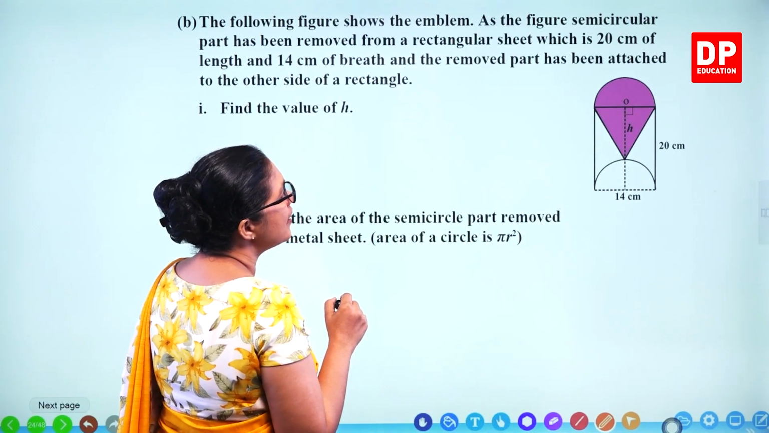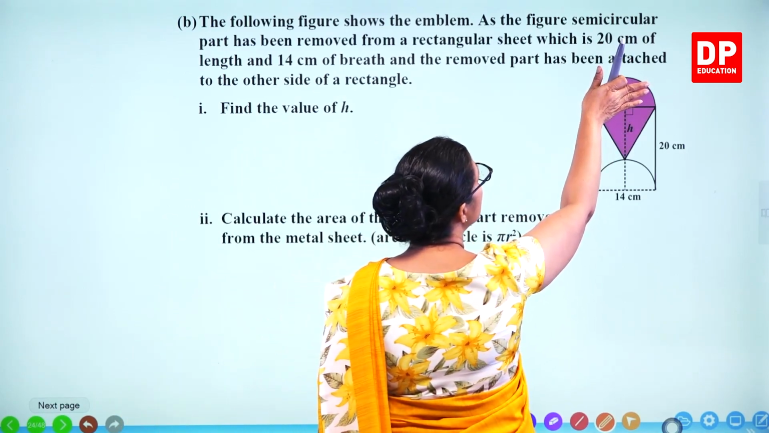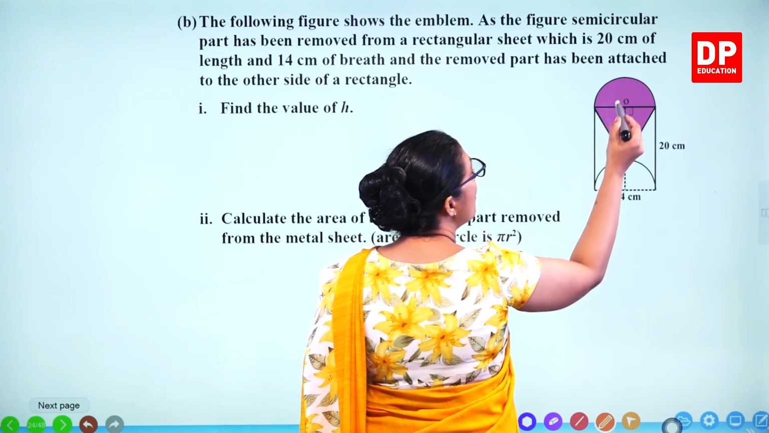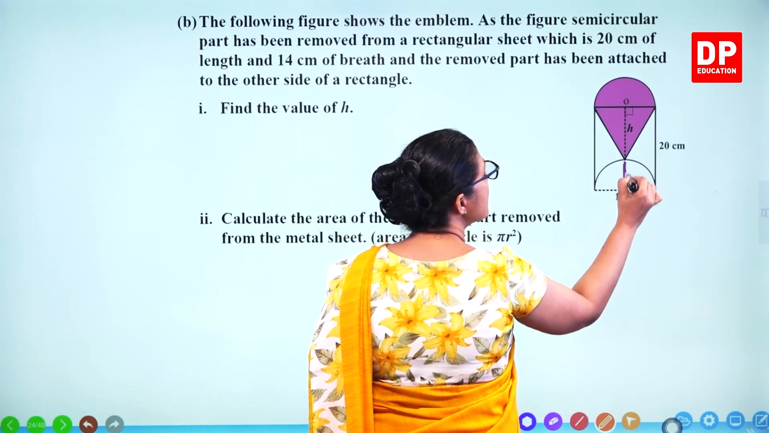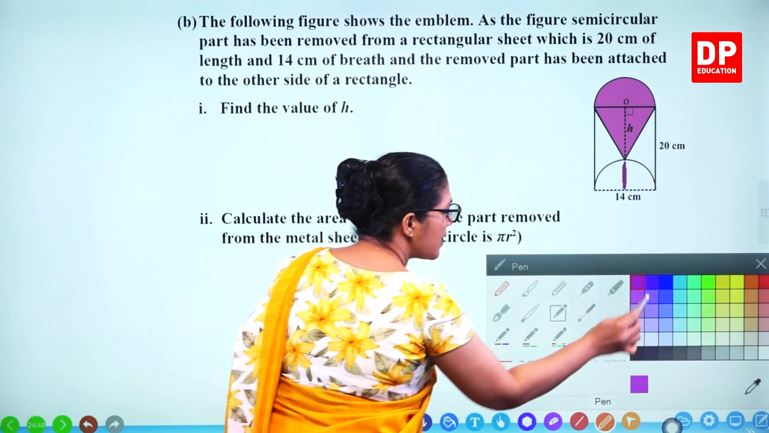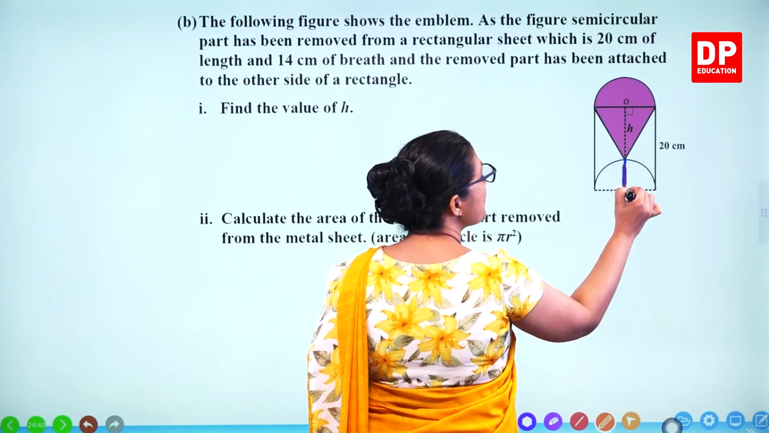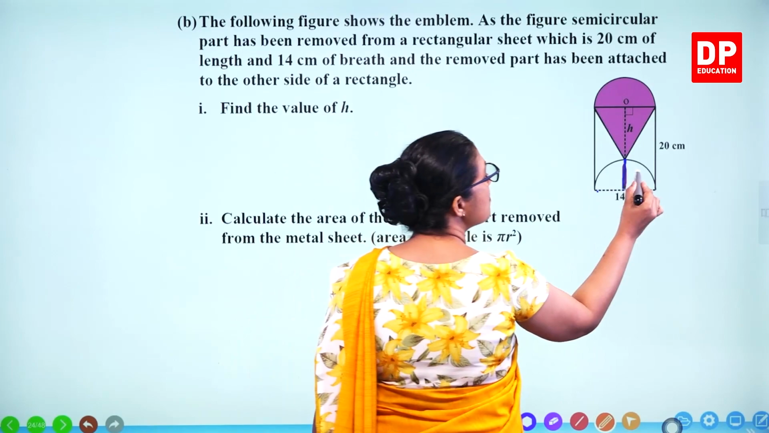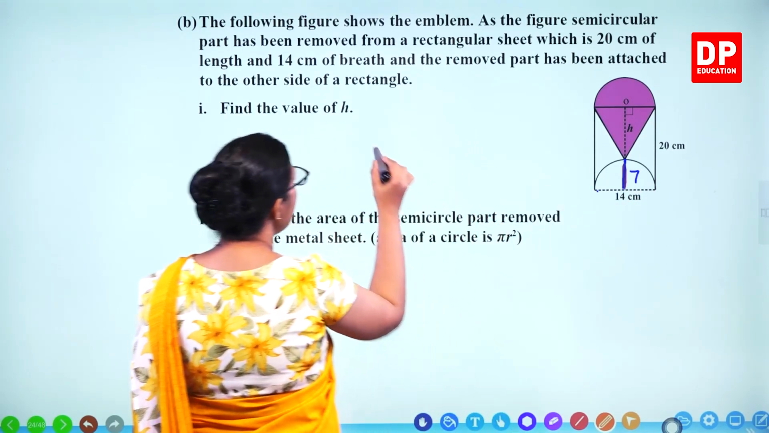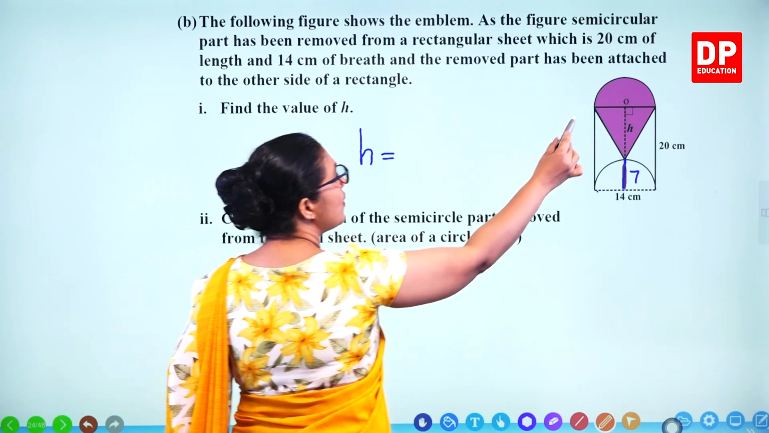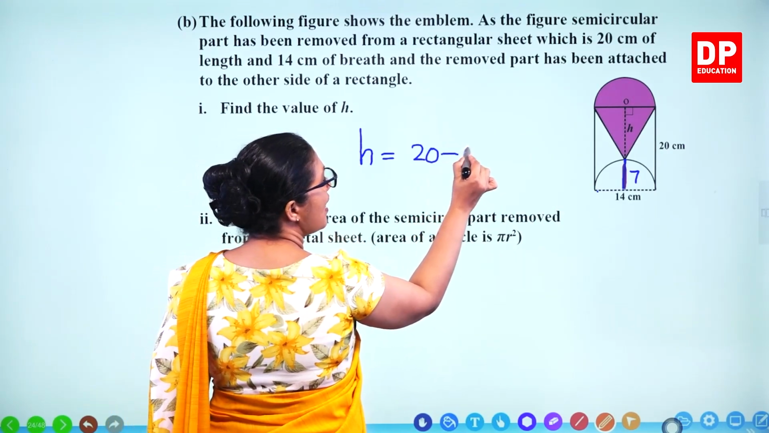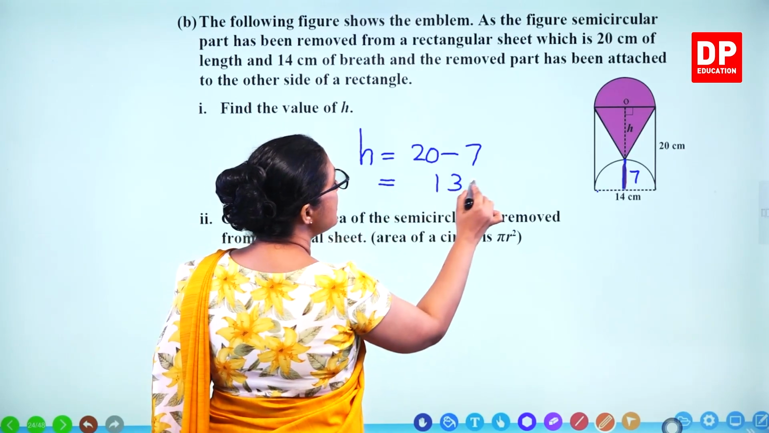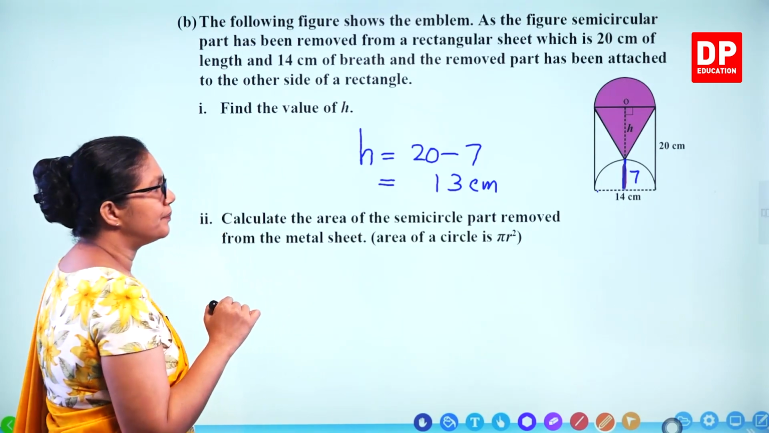So what can you say? Look at it carefully, what is this height? Diameter is 14. So the radius is 7. So this becomes 7. So easily you can find out H. H is, the total length is 20, 20 minus 7. 13 centimeters is the H value.